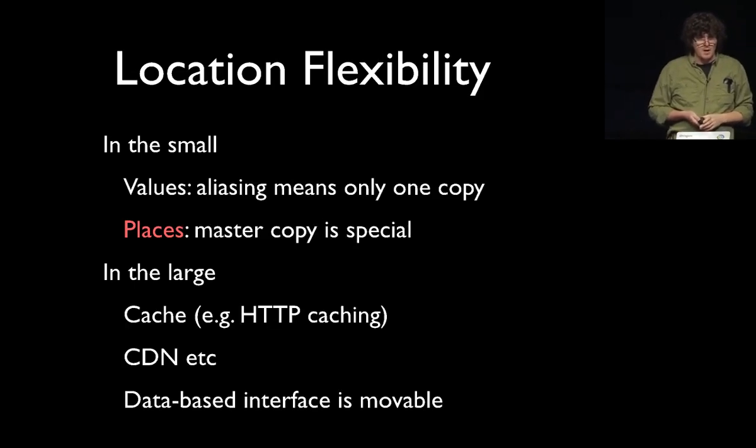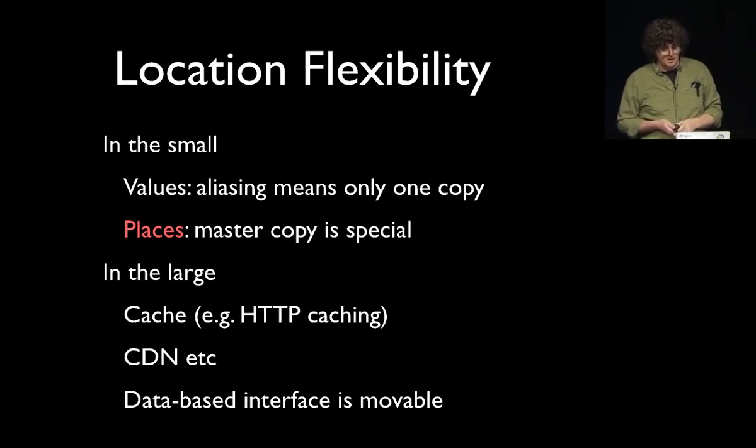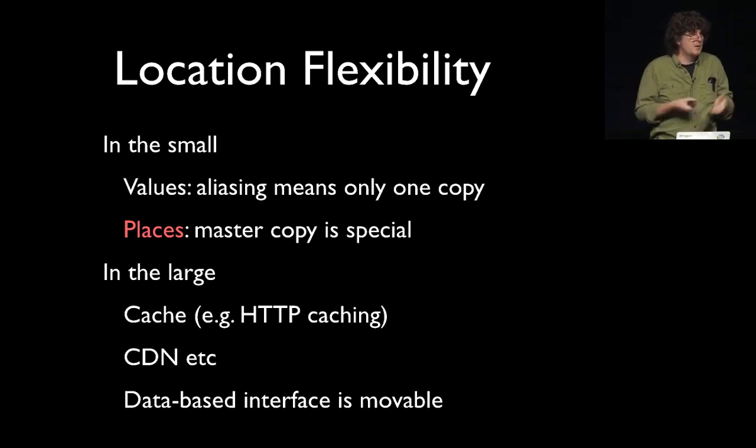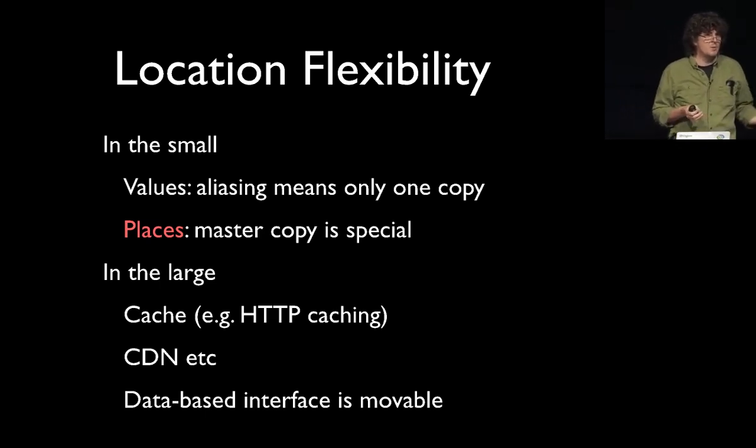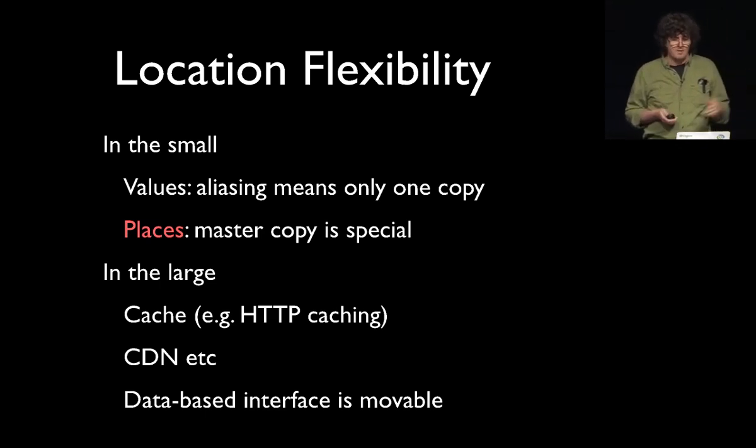Okay. So another key benefit of values is location flexibility, right? In the small, again, with values, there's no need for more than one location because aliasing covers every case we've seen so far. Memory, perception, conveyance, it's all covered by the fact that you only need one copy. On the flip side, with place-oriented programming, there's a very special status to that master copy. Right? If I want to know the value, I've got to manipulate that master copy and coordinate with everybody about doing that, which means where that is starts to matter to me.